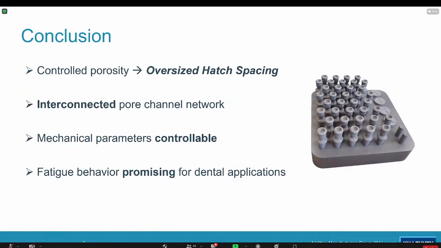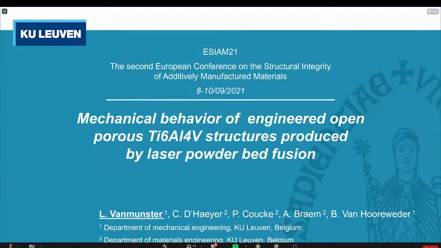This was that the oversized hatch spacing strategy is indeed possible to use as a way of creating fully interconnected pore channel networks. And that the mechanical parameters of these networks can be controlled by varying the process parameters. And then finally, we found that the fatigue behavior was promising for dental applications, but of course, further testing will be required to see if they will actually survive inside patients. I think that was a very short introduction about my topic.